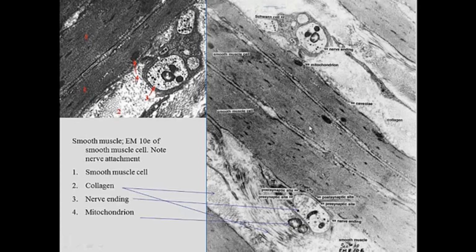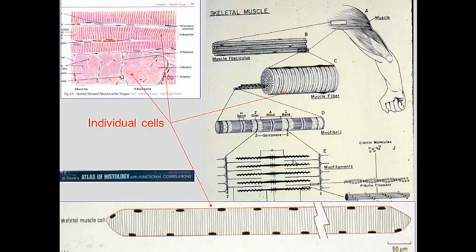Again, we can see some smooth muscle here, and they're being innervated by the nervous system. And here we see the different parts of a nervous system, how they connect, presynaptic, postsynaptic, and a little bit of axon in through there that would have the vesicles inside regulating the contraction of this smooth muscle.